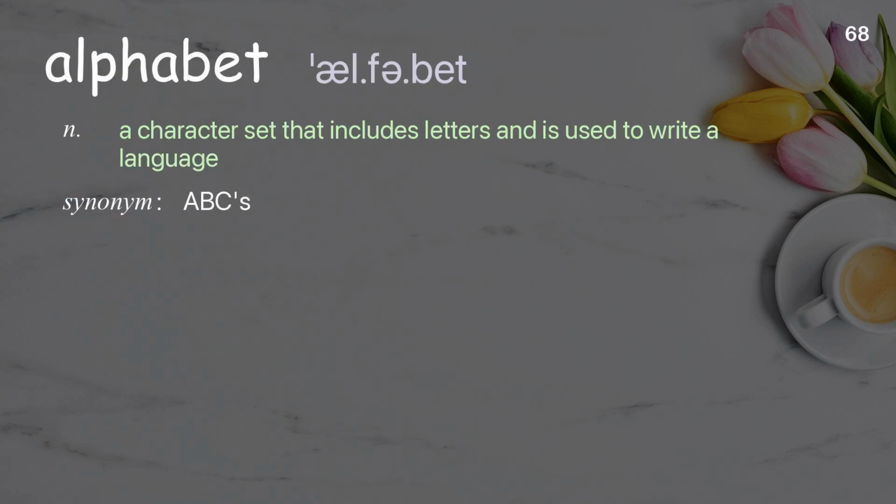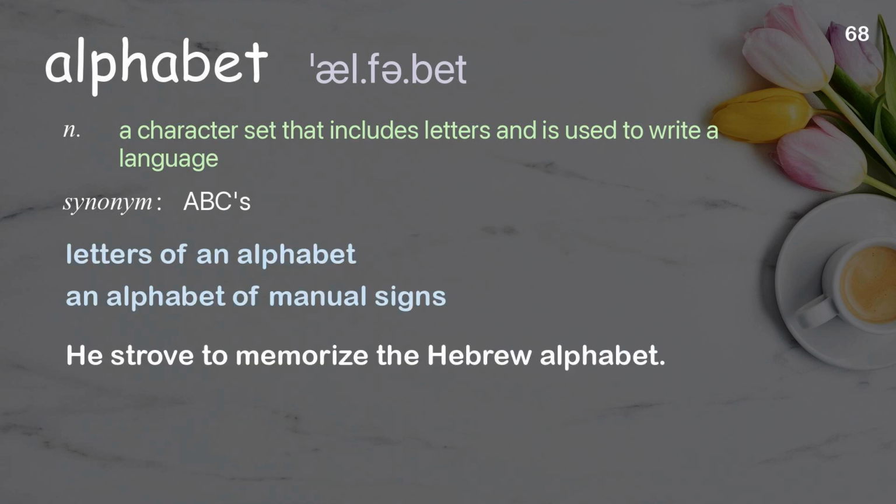Alphabet. A character set that includes letters and is used to write a language. Examples: Letters of an alphabet. An alphabet of manual signs. He strove to memorize the Hebrew alphabet.